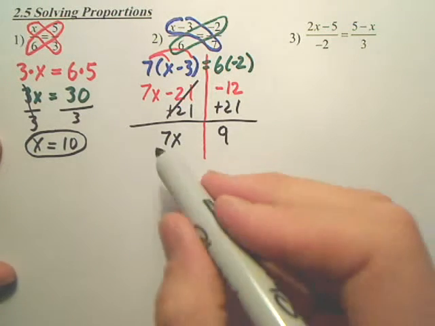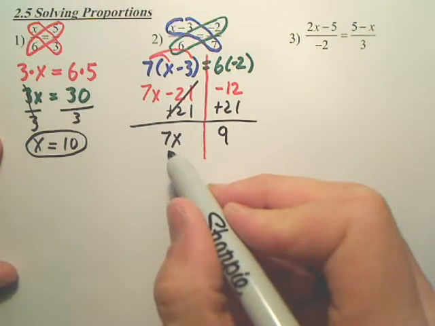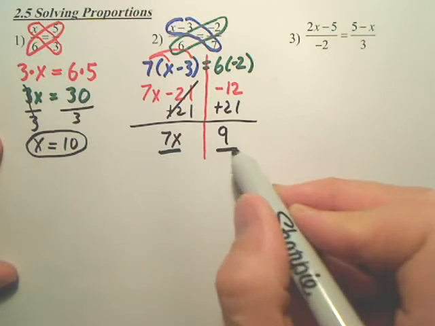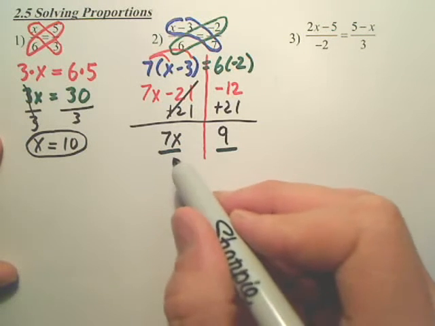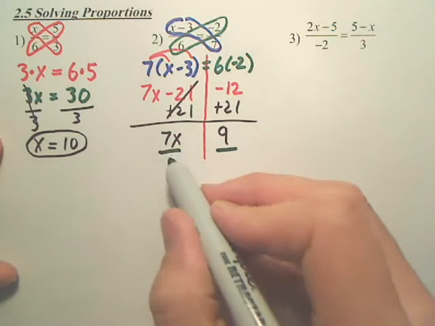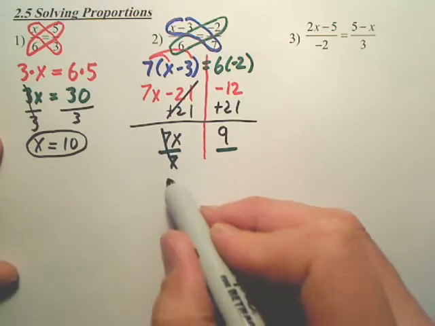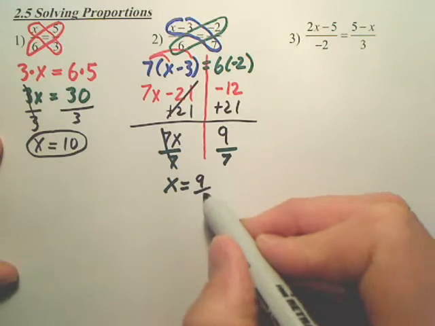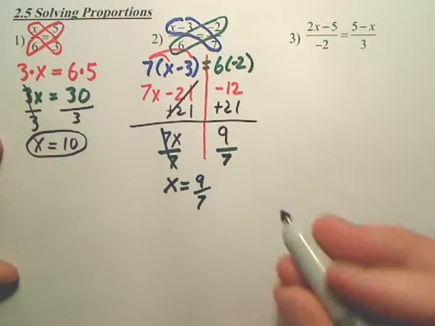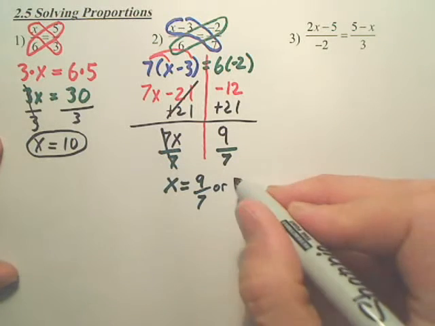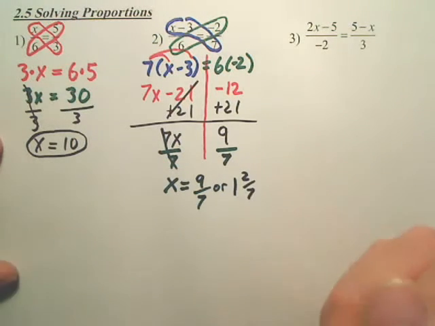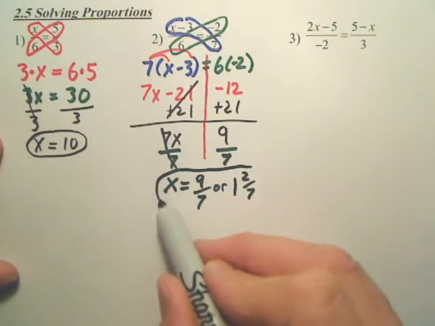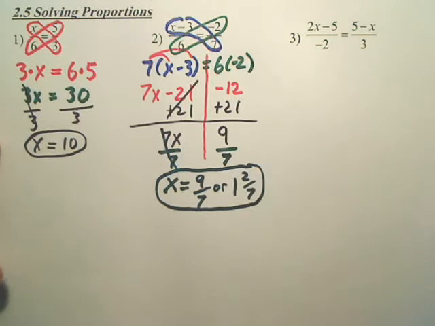Last step, I want to get the x completely by itself, so to get rid of that 7, I divide both sides, because that's multiply, so the opposite is divide. So to get rid of that 7, you divide by 7, and bam, it's gone. Got to do it to both sides. 9/7 is fine. You could also write it as 1 and 2/7. Either answer is perfectly fine.